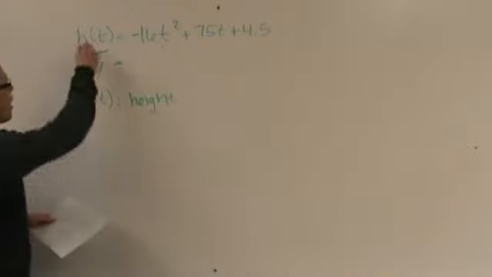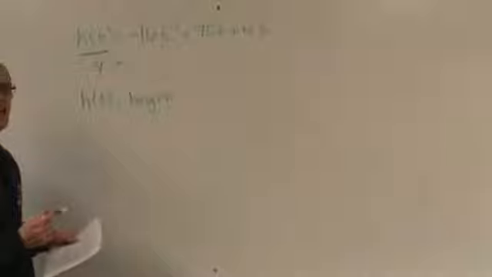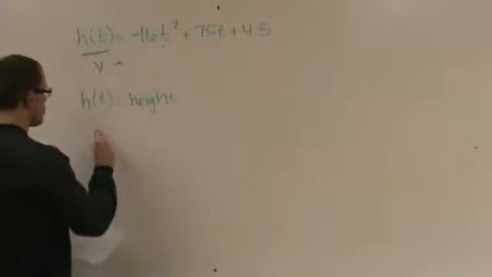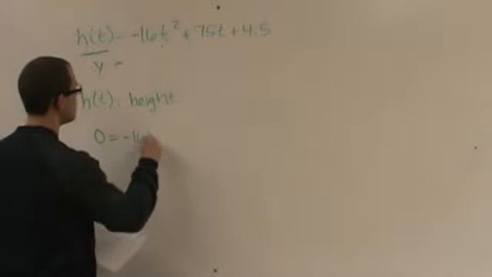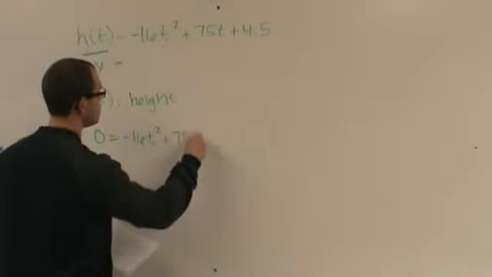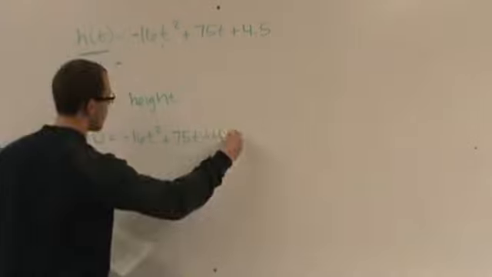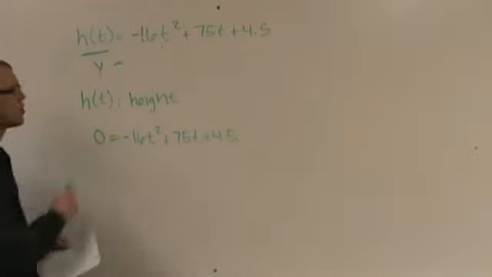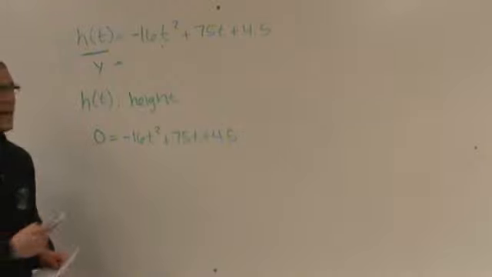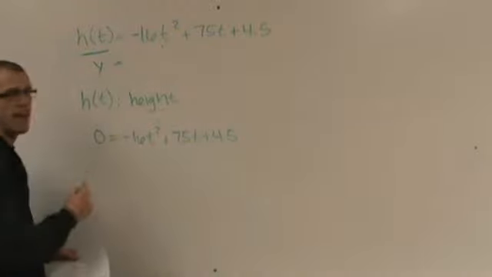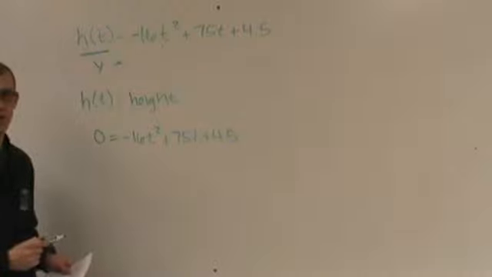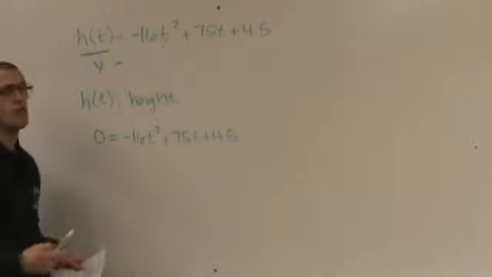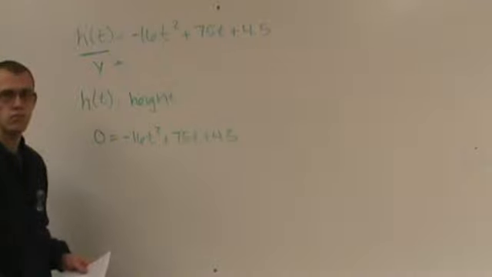Now, what I'm going to do, I'm going to write this equation again, except I'm going to put a number in for this h of t. So 0 equals negative 16t squared plus 75t plus 4.5. So 0 is what h of t equals. H of t is height. That means 0 is our height. So when you see a 0 out in front here, talking about equations in this format, the height is 0.